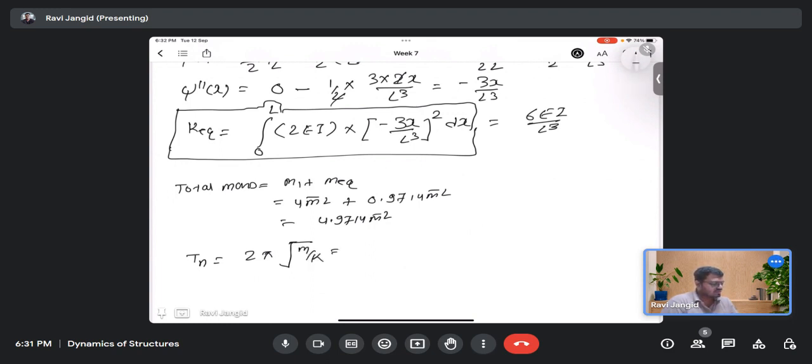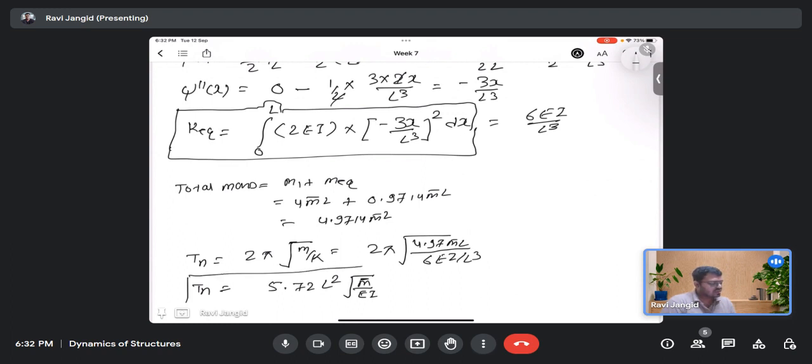2 pi root of m by k. So 2 pi m is how much? 4.97 m bar L over 6 EI by L cube. So you can simplify it. When you simplify it, how much are you getting? My time period is coming out to be 5.72 L square into root of m bar over EI. So this is my time period of the system.